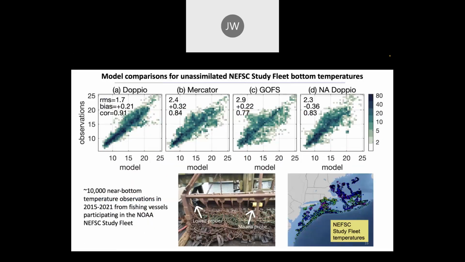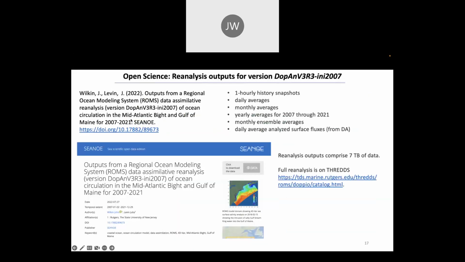Just a word on these bottom temperature observations from the fishing fleet. In an analysis where we did not assimilate those, we still have a much better fit than these other models. And now we are using those in the real-time system.